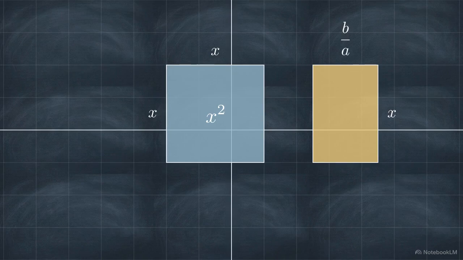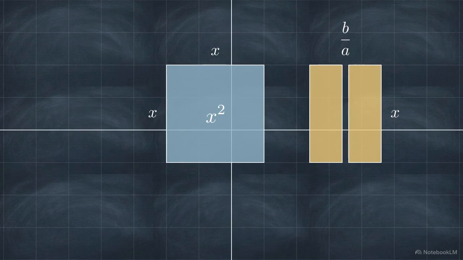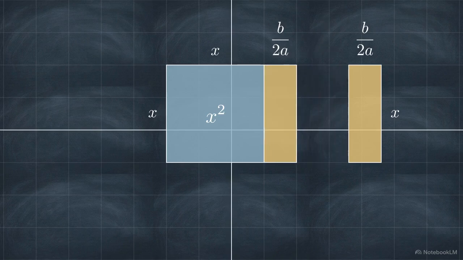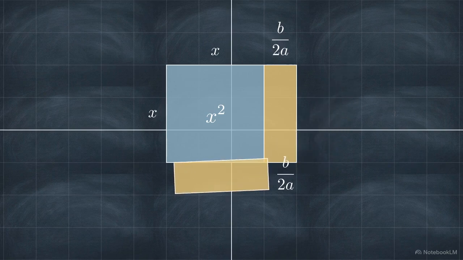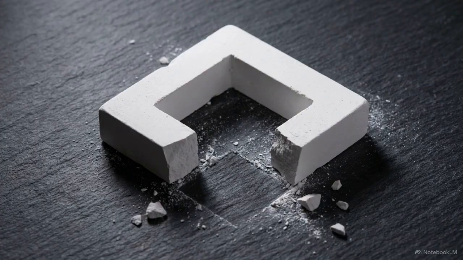To build a symmetrical shape around our base square, we take this rectangle and cut it exactly in half. The height of these two new slices remains x, but because we halved the width, each piece is now b over 2a wide. We attach one of these rectangles to the right edge of our main square. We rotate the other and attach it to the bottom. By converting algebra into area, we have constructed an L-shaped figure that is visibly close to being one large perfect square.